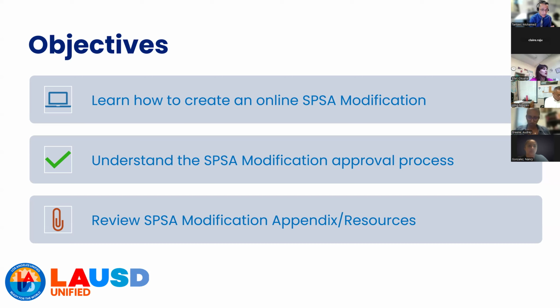The second objective is for schools and regional reviewers to understand how the modification approval process works from submission all the way to approval. And then lastly, we're going to review with you some resources in the appendix that will be helpful to both our schools and regional reviewers in supporting this pilot modification process throughout the year.